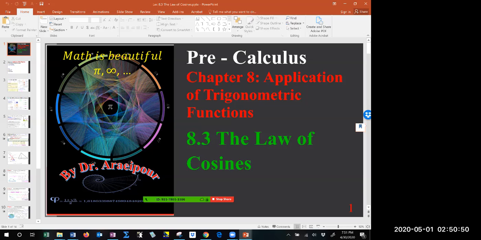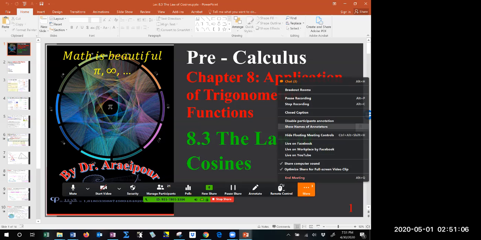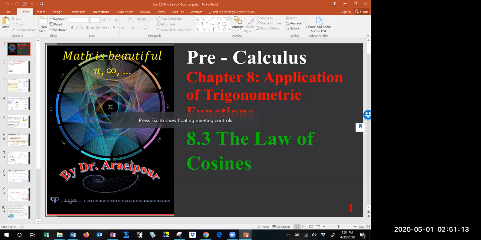Everybody can see section 8.3, the law of cosines? Yeah. All right, excellent. So let's quickly recap what we did, and then we move on to this section and spend some time on that. So let me hide this.